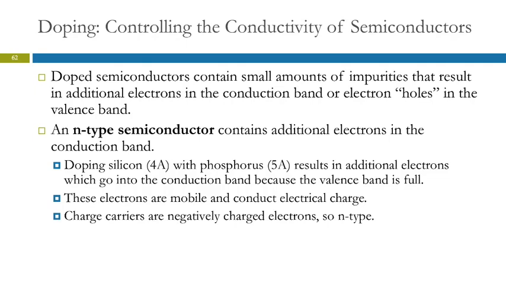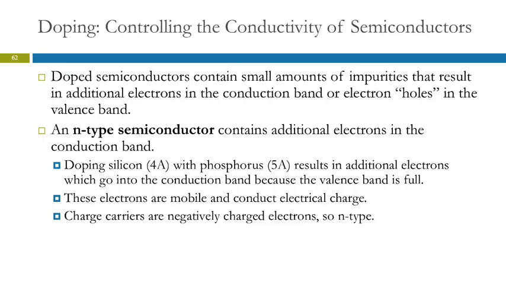You can control the conductivity of semiconductors not only by varying the temperature, but also by doping them. So a doped semiconductor contains small amounts of impurities. These are either going to result in extra electrons that are in the conduction band or in a deficiency of electrons, which creates holes in the valence band. So let's talk first about the N-type. N-type semiconductor has extra electrons in the conduction band.